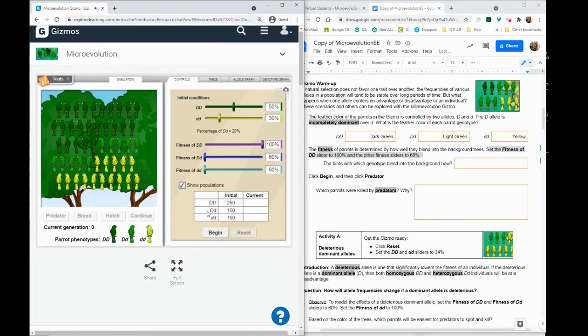We're going to click Show Populations. Okay, and before we do anything else, the birds with which genotype blend into the background? So which genotype? Big D, big D, big D, little d, or little d, little d. You've got to figure out which ones are blending in best to their background at the moment. So you'll put that in the box here.